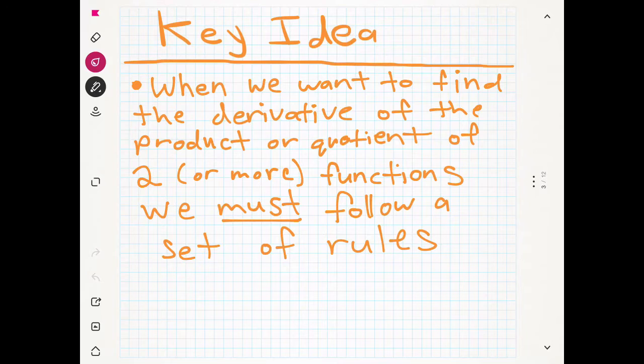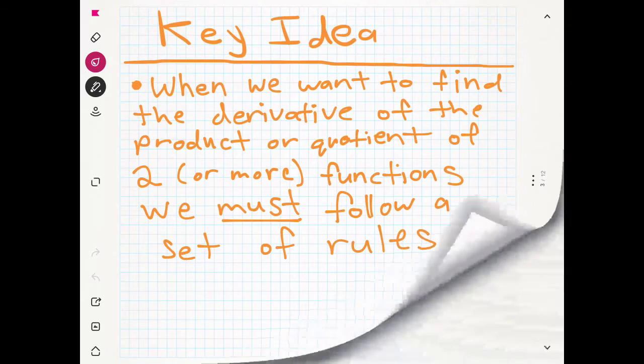When we want to find the derivative of the product or quotient of two or more functions, we must follow a set of rules. So pretty straightforward. When we are trying to find the derivative of the product, or the multiplication, or the division, of two functions, or potentially more, but it's usually two functions, there's a set of rules we have to follow. It's similar to the sum and difference rules for two functions, except this is multiplication and division, and it is done differently.